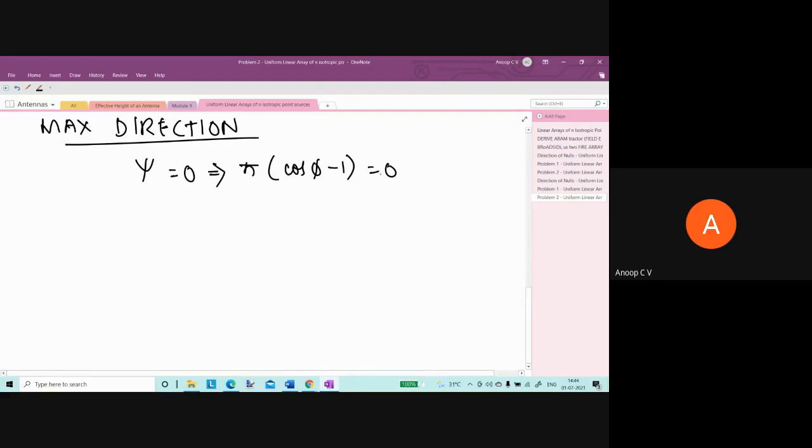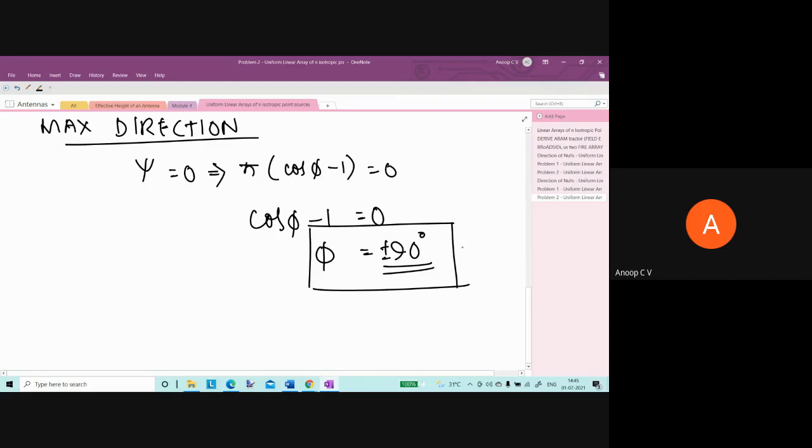That is the case for psi, right? So from this we will get cos phi minus 1 equal to 0 and phi we will get plus or minus 90 degree. So we don't actually have to find it out, as it is end fire, we will get phi equal to plus or minus 90 degree, right?